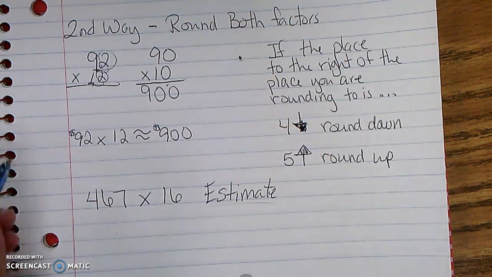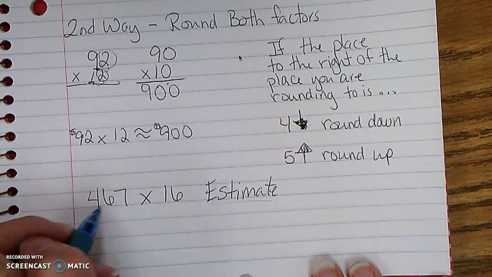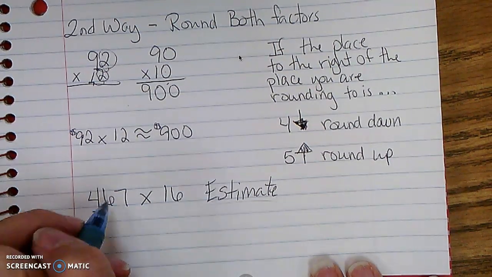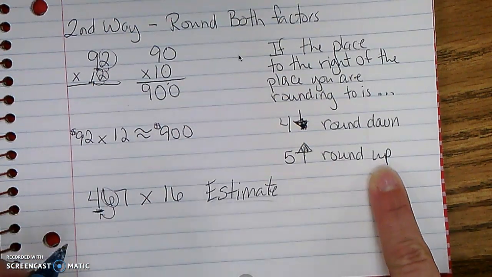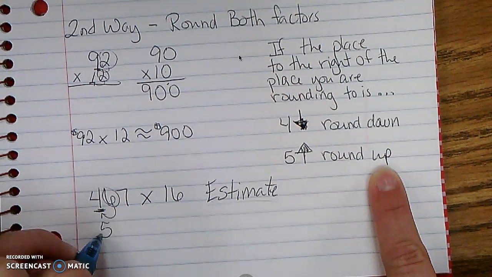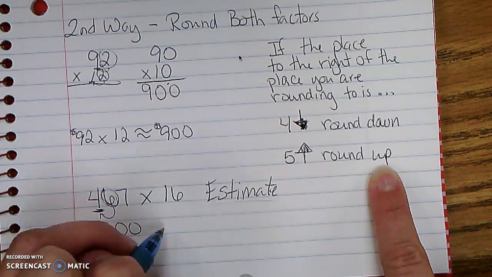So I'm going to round this 467 to 500. If they don't tell me, I'm always going to round to the greatest place value. For this number, the greatest place value is the 4. Well, this 6 tells the 4 to round up. So 4 becomes 5, and everything after where I circled becomes zeros.